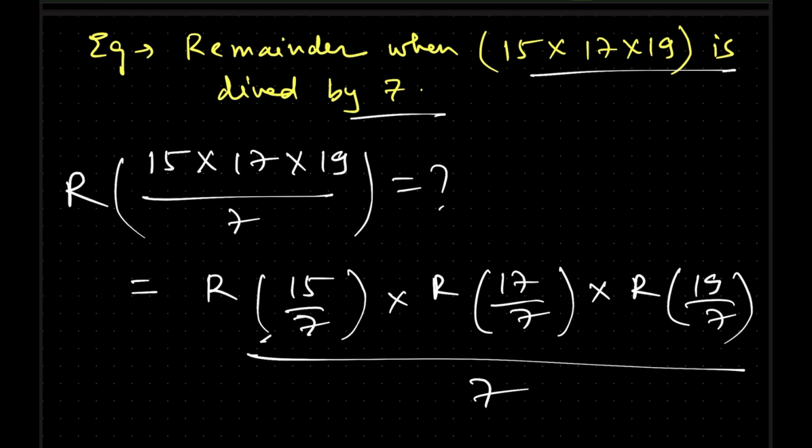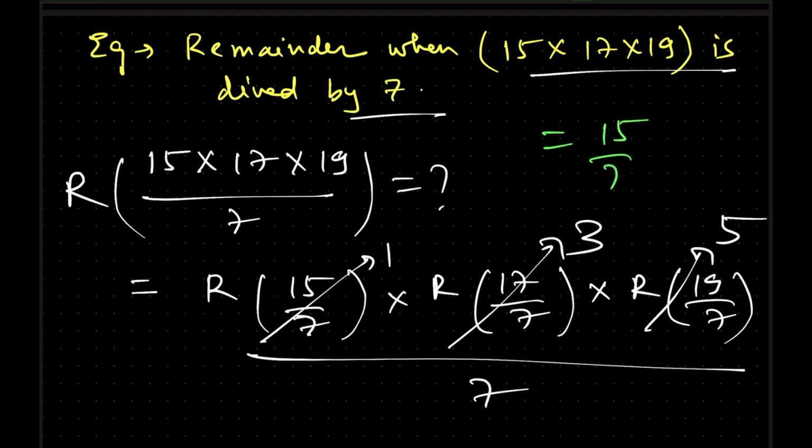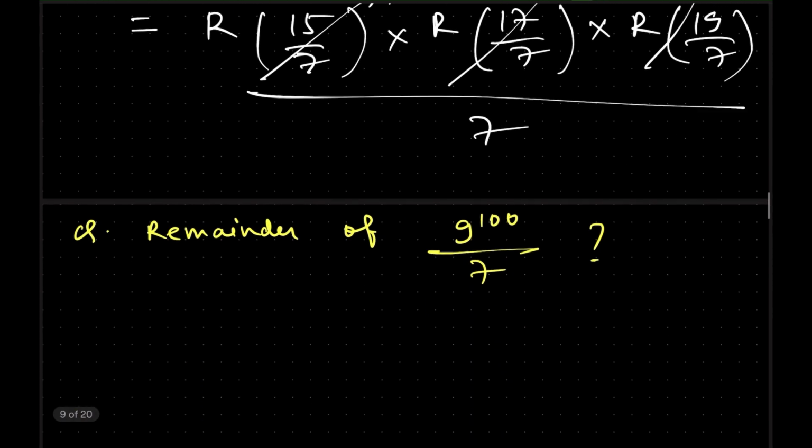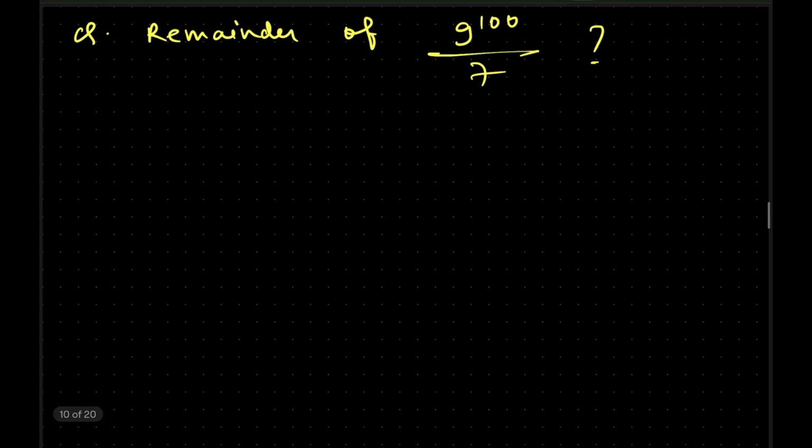So here what will be our remainder? 15 divided by 7 gives remainder 1, 17 divided by 7 gives remainder 3, and 19 divided by 7 gives remainder 5. So 1 into 3 into 5 is 15, divided by 7. In this case, what is the remainder? 1.